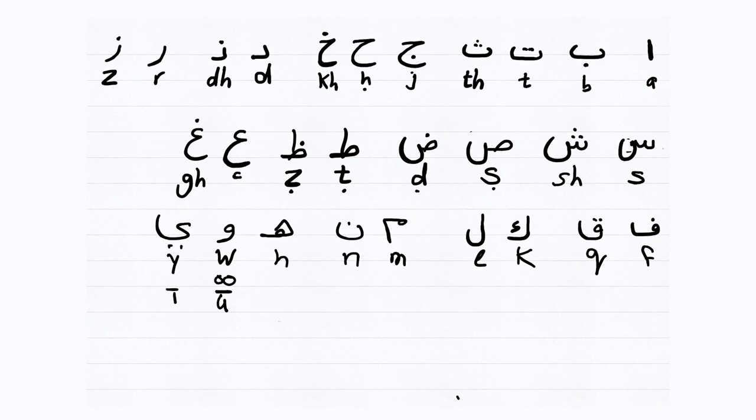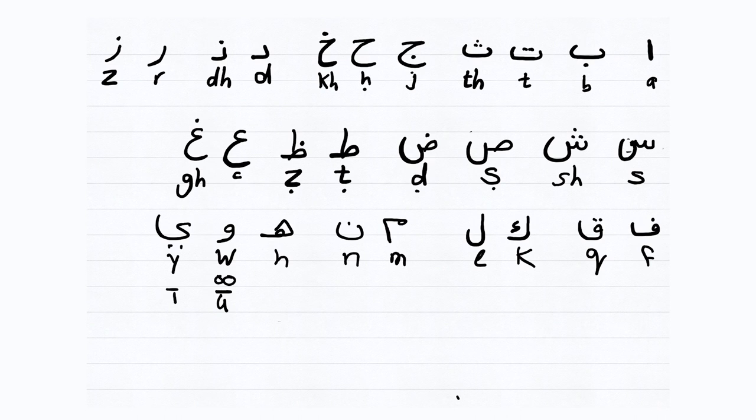Dal, dal. And then another. Ra, zain. Sin, sheen. Then two emphatic. Sod, dod. And then two emphatic more. Ta, za. Then a guttural.